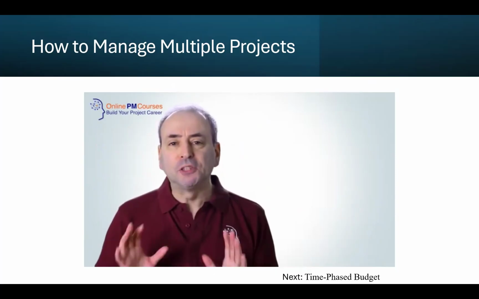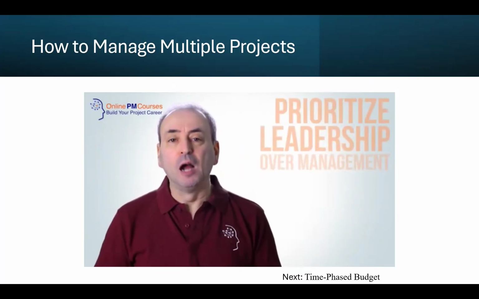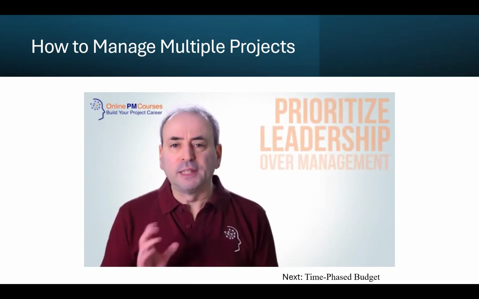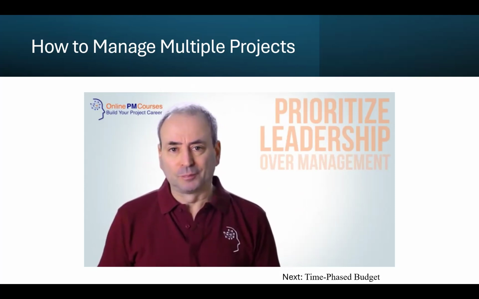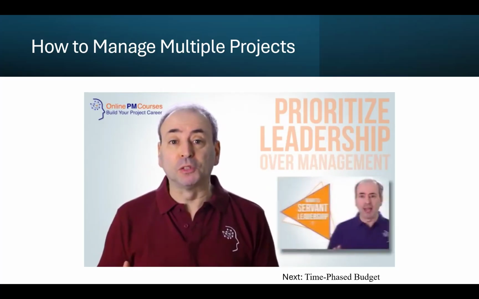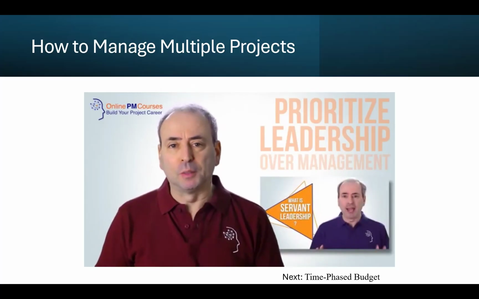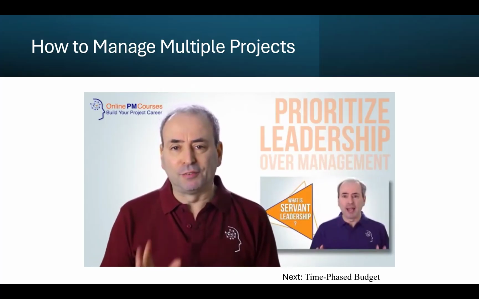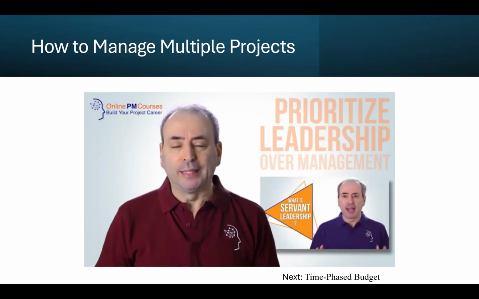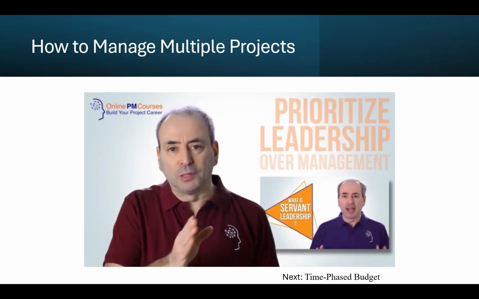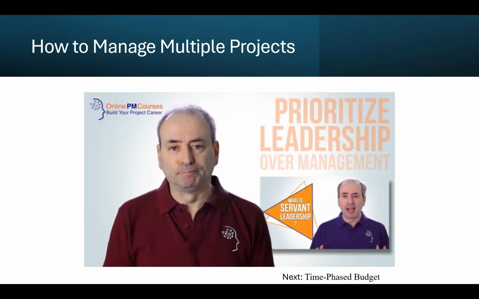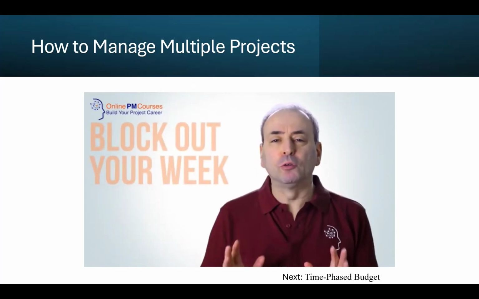Number 7 is to prioritize leadership over management. This is about creating an environment where your team and the individual members of your team can thrive and succeed and deliver the project for you. In another video, I talked about the importance of servant leadership and its value to project management, and this is fundamentally what this thing is all about. It's about serving your teams so that they can get on and deliver the multiple projects that you are trying to control.